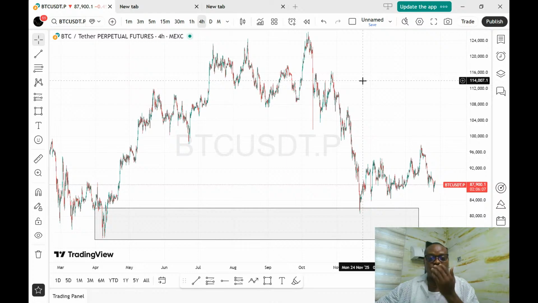Then you'll be waiting for what? You're waiting for a breakout. Now that will bring you to a sniper entry. So the next thing you'll be waiting for is a breakout of either the resistance or the support.